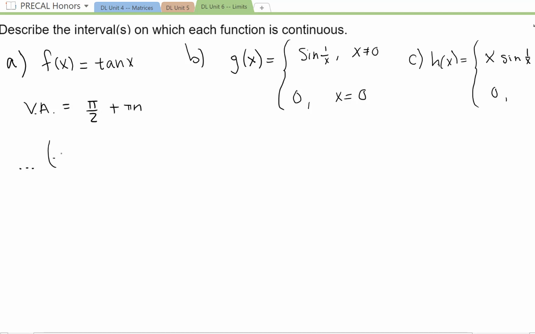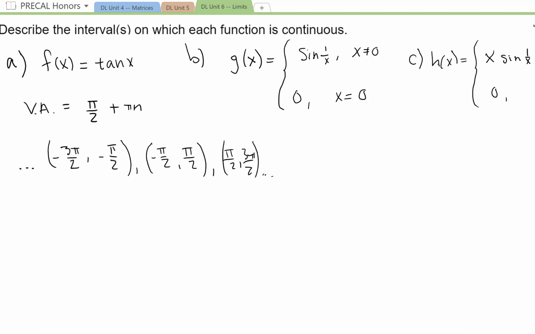Starting at -3 pi halves. Remember, each interval is pi in width. So -3 pi halves plus pi would be -pi halves. Our next interval is -pi halves up to pi halves. Continuing on, pi halves up to 3 pi halves. That goes on forever, right? So the intervals of continuity, I've shown 3 of them here, and the dots show that it continues on.